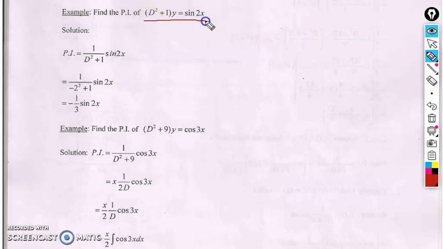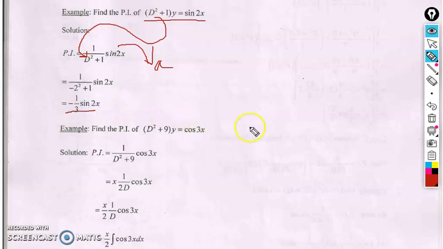D square plus 1 y equals sine 2x. That means f(D) is D square plus 1, and the right hand side is sine 2x. That means a becomes 2. According to the norms, you just replace D square by minus a square. It's very important, it's not minus a the whole square, it's minus a square. So here we replace by minus 2 square. So the ultimate PI becomes this.